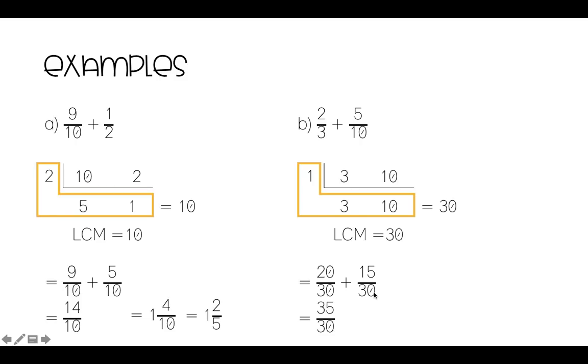So if I add these together, I end up with 35/30ths. And again, we leave this in simplest form, so 1 and 5/30ths, which still isn't the simplest form because we end up with 1 and 1/6, because 5 goes into 5 once and into 30 six times.